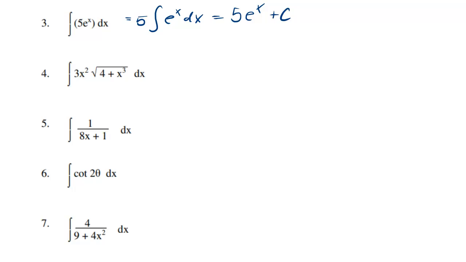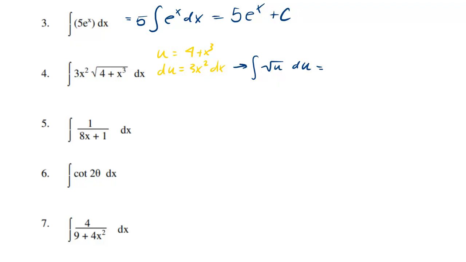So for this one, I'm going to do a little bit of prep work. I'm going to say u is equal to what's inside, 4 plus x cubed. And that will give me du is equal to 3x squared dx. And so my problem here just becomes the integral of the square root of u du when I substitute everything in there.